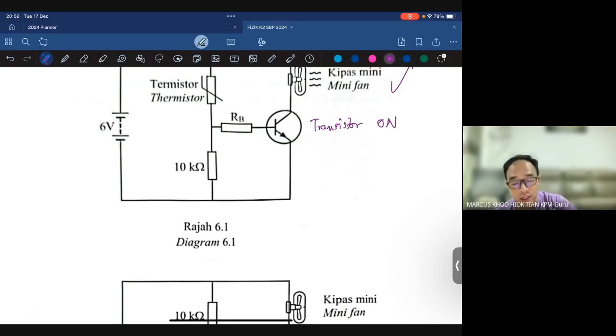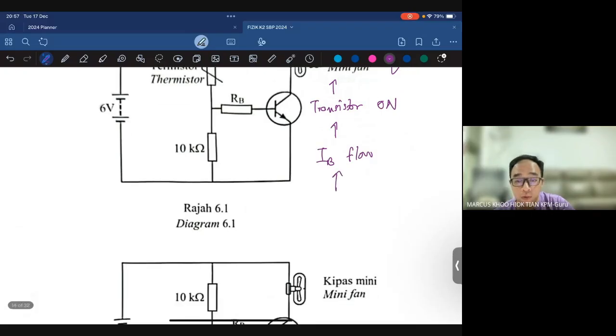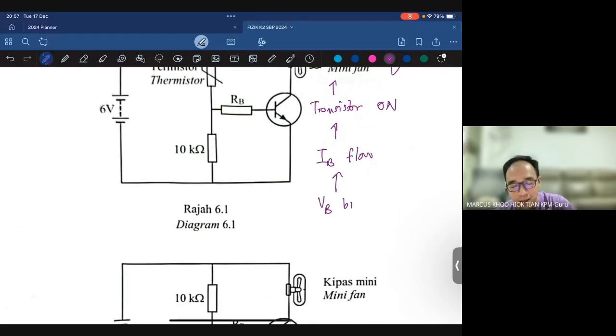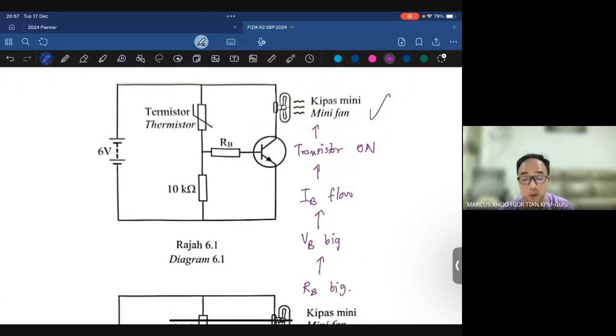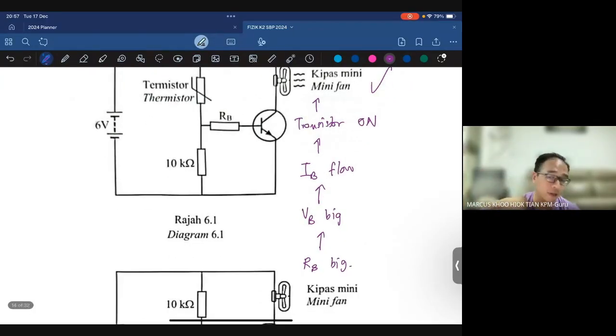In order for the transistor to be on, the base current must flow. In order for the base current to flow, the base voltage must be big enough. In order for the base voltage to be big, the base resistance must be big. This is the flow that you have to remember. Even in explaining, if a transistor question comes out this year, dalam section B or section C, you will need this explanation. The question then becomes, how do I get the big resistance on the base?